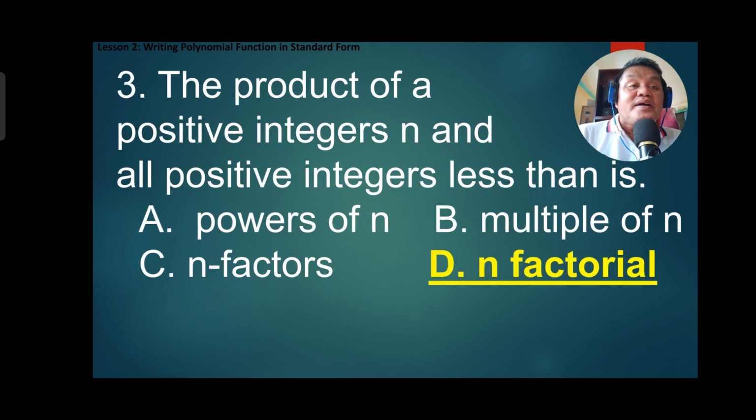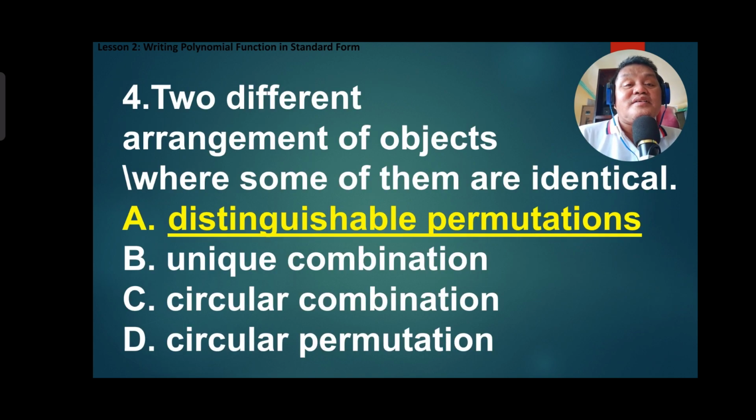Number 3. The product of a positive integer and all positive integers less than it is called n factorial. So we have n factorial. Number 4. Different arrangements of objects where some of them are identical. So what kind of permutation is that? We have distinguishable permutation as the possible answer.